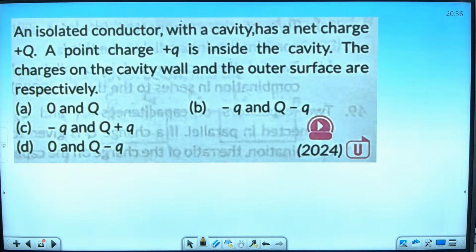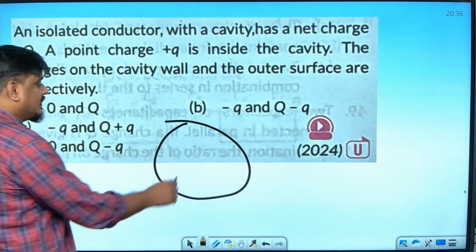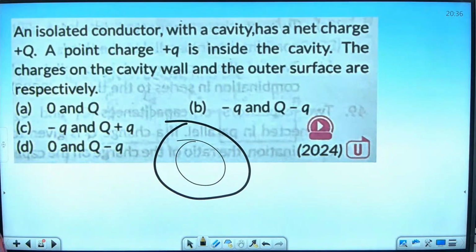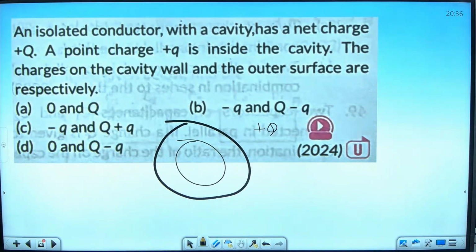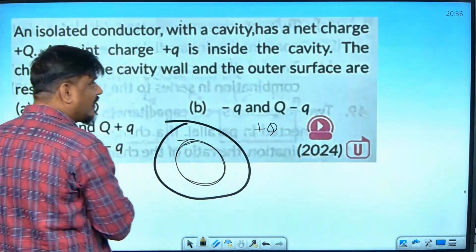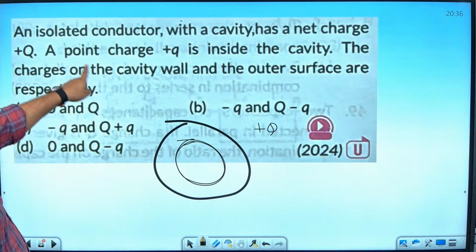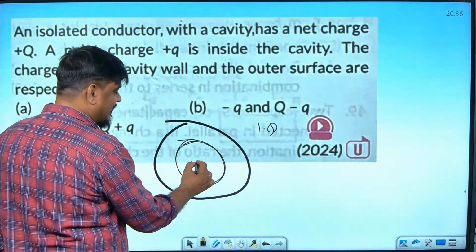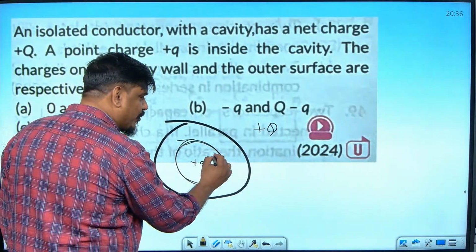Please pay attention. There is an isolated conductor and they have told that this conductor has a cavity. One thing they told, net charge is plus Q. What is the meaning of net charge? Total charge. And they are asking, what is the charge on the cavity wall and the charge on the outer surface? One more thing they told you, that a point charge plus Q is inside the cavity. If a charge of plus Q is inside the cavity, by induction, it will produce a negative Q charge here.